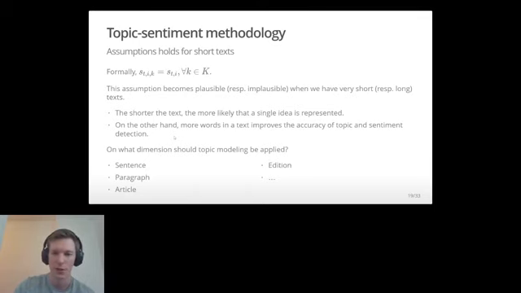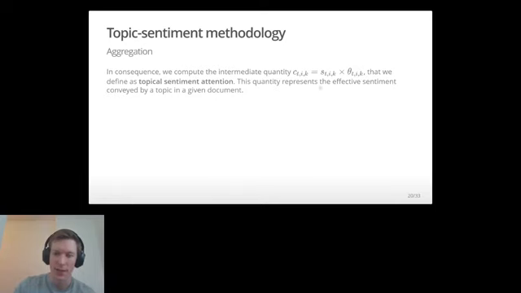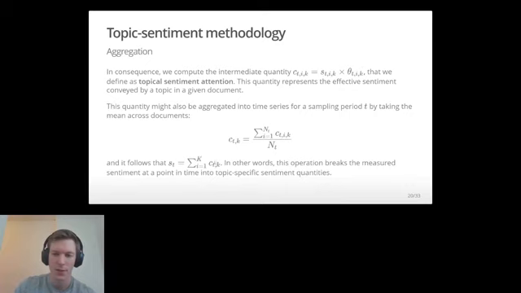So quickly about the aggregation. We compute this quantity C_i,k as the product of the sentiment of the author's opinion on a topic and the attention given to this topic. The product of those two is the topical sentiment attention, the quantity that represents the effective sentiment conveyed by a topic in a given document. So you can aggregate this to make a time series. And what's interesting is that at the time series level, this quantity C_t,k is actually a decomposition of the overall sentiment over the period.